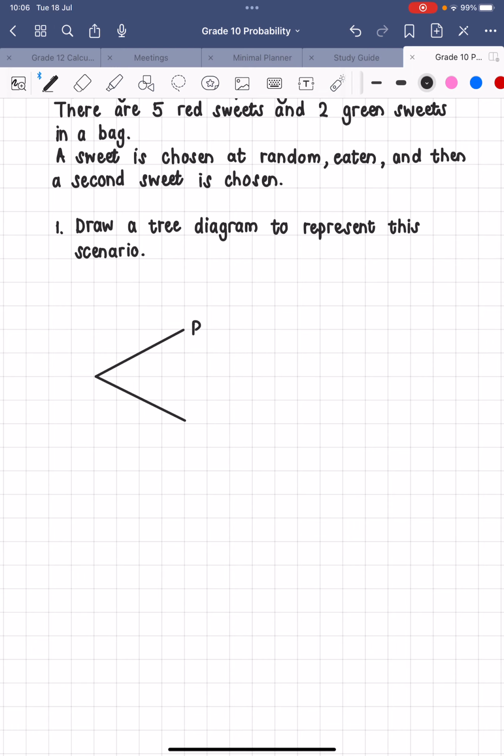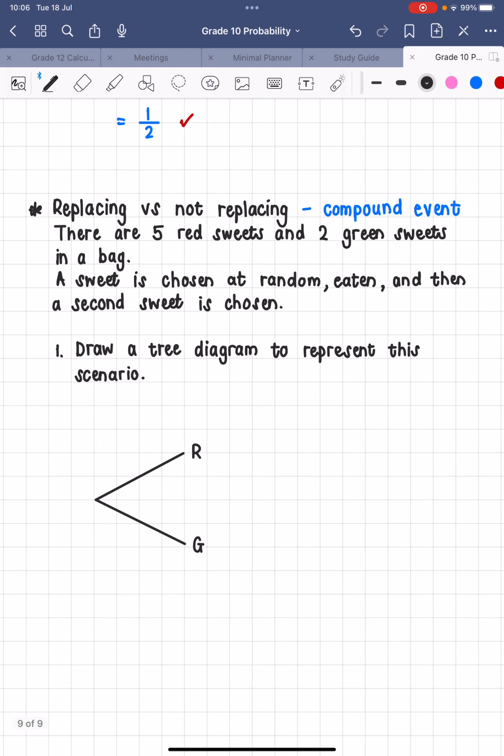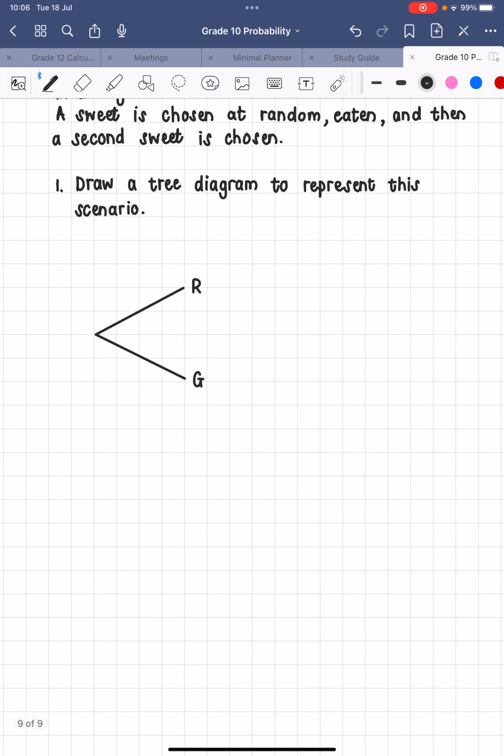So I'm going to use an R to represent red and a G to represent green. Okay, what is the probability of drawing a red sweet? We said there are 5 red sweets out of 7 in total. So guys, on a tree diagram, you always have to put the probabilities on the branches as well. So there is a 5 out of 7 chance, or 5 in 7 chance, 5 over 7 probability of drawing a red sweet, and 2 over 7 of drawing a green sweet.